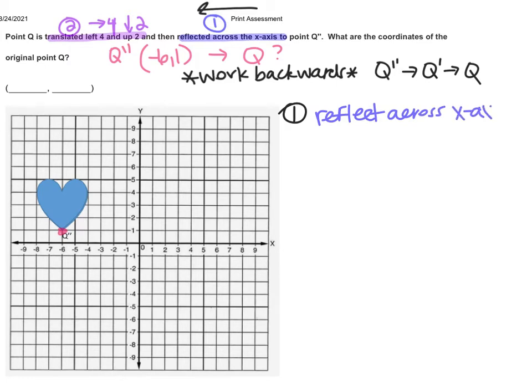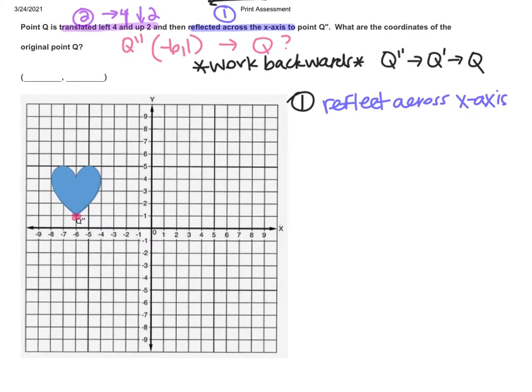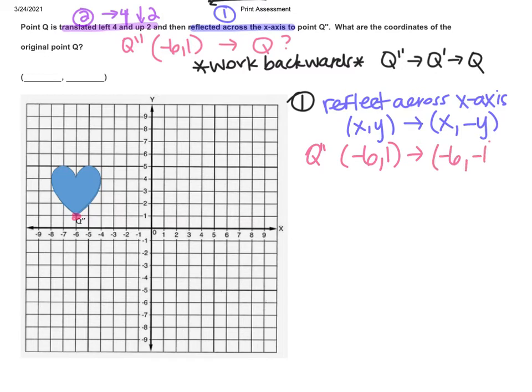axis. Okay, so whenever we reflect across the x-axis, again, you can look at your transformation rules sheet, right? Anytime you have a reflection across the x-axis, your x and y coordinates are going to change to x, comma, negative y. Okay, so if Q double prime is at -6, 1, then we need to make Q prime, because we're working backwards, -6, -1.